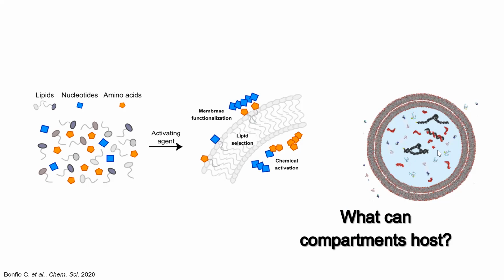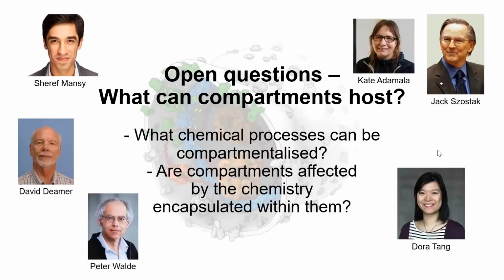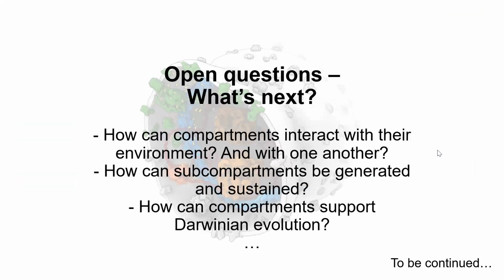So with this, we have the people who have mostly worked on this last part. So what can compartments host? As I mentioned, Szostak, but also a lot of other people who are trying to understand what kind of chemical processes can be hosted within compartments, and how the compartments are affected by the chemistry encapsulated within them. So this leads to the last question, to the last slide, which is what's next? What's next in the field of protocells in the context of origin of life, and not only?